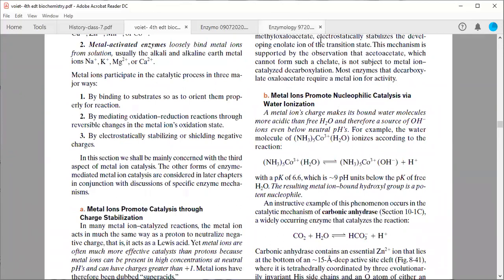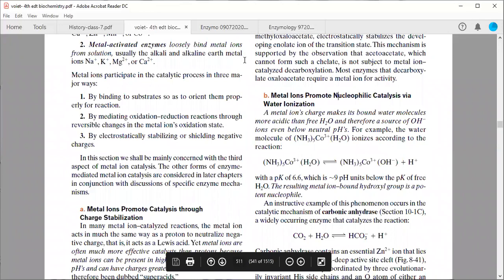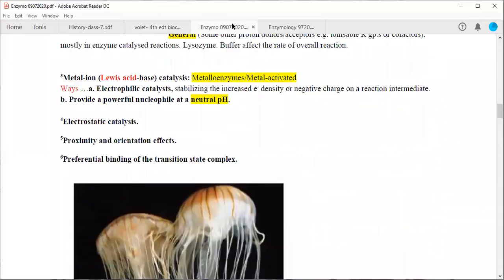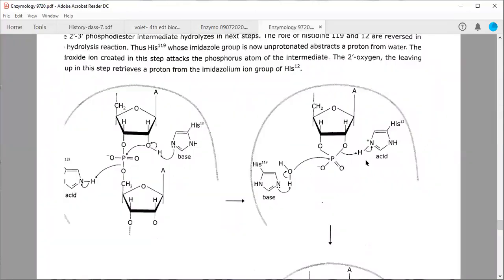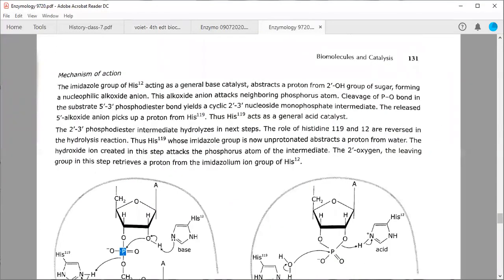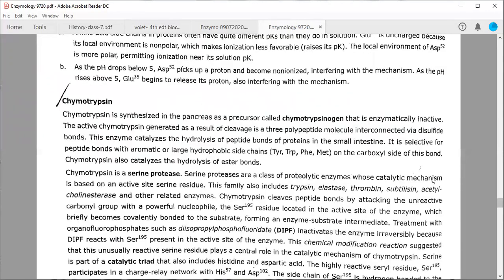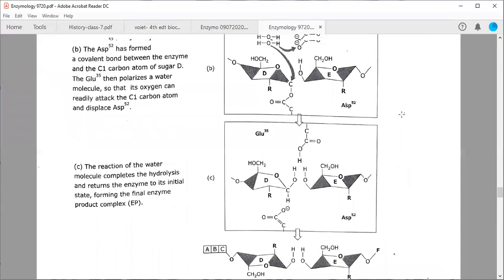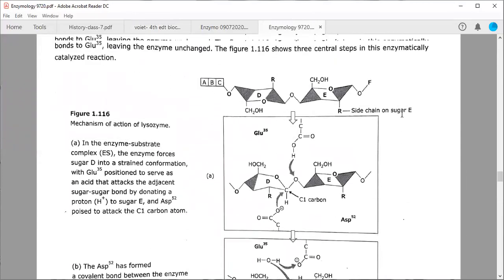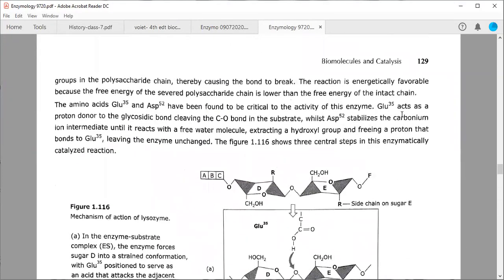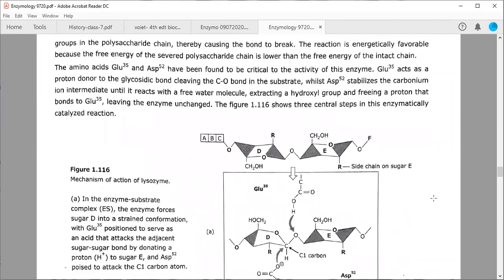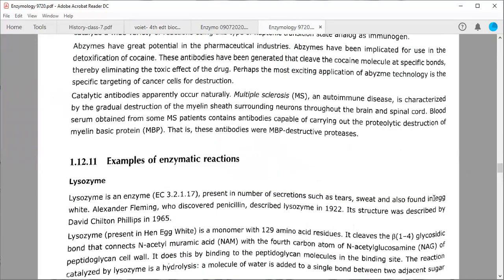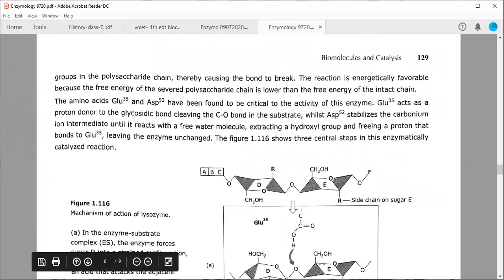Now Tushla has one query, so let me quickly revise this particular lysozyme, because she's not able to understand how aspartate and glutamate are catalyzing the reaction. This lysozyme is important. Many questions can be directly asked, out of which one is: what is the intermediate which will form in this particular reaction?